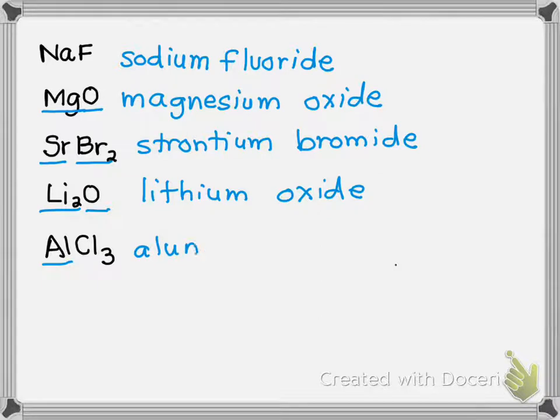Aluminum, and then chloride. So the first rule simply is, if you have ionic compounds, metals and nonmetals, you name the metal the same as the element, and then the nonmetal, you change the ending to IDE.